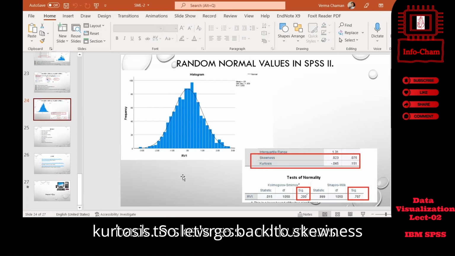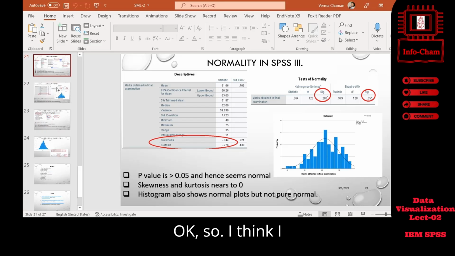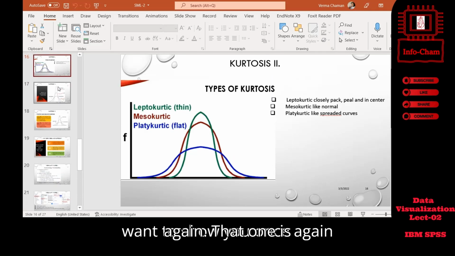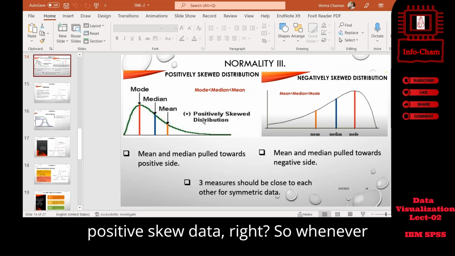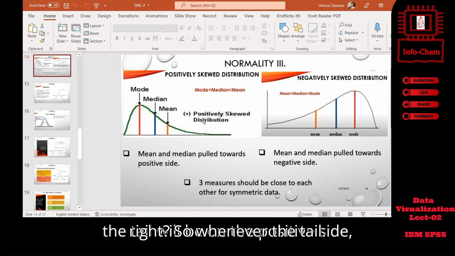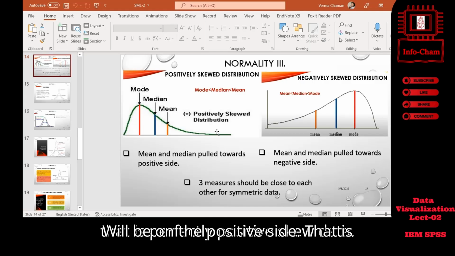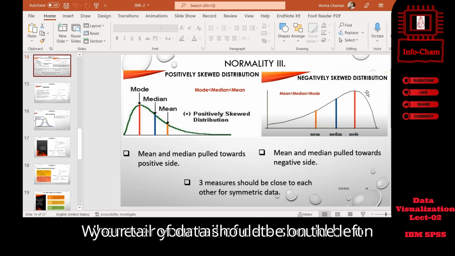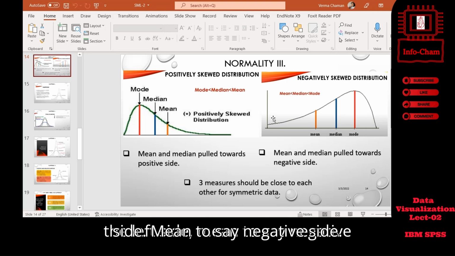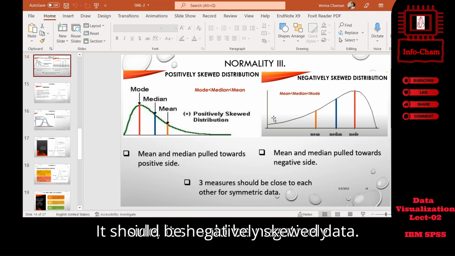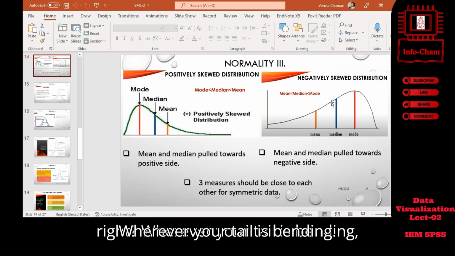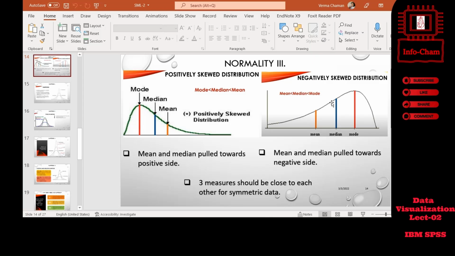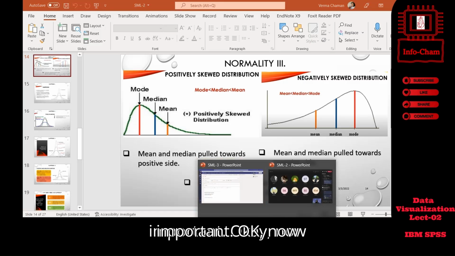So let's go back to skewness and kurtosis. I want to show you that once again. That is positively skewed data, right? Whenever the tail is on the positive side, that is positively skewed data. Whenever the tail of the data is on the left side, meaning the negative side, it is negatively skewed data. This is the general rule: wherever your tail is bending, that is the name of the skewed distribution. So it is important.